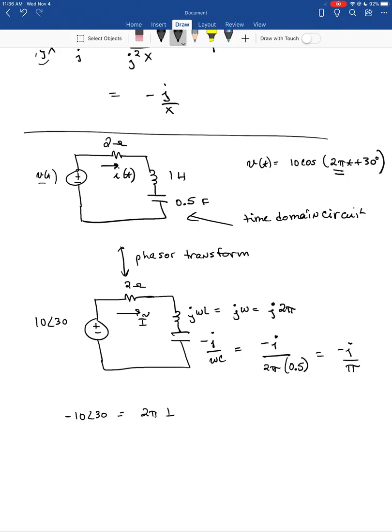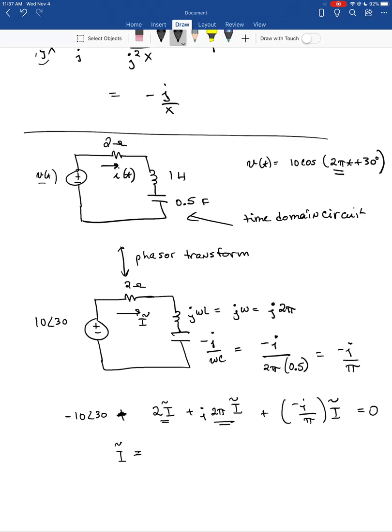So now, minus 10 angle 30 is 2 pi times whatever that phasor current is, plus j 2 pi times that phasor current. Oh, sorry, not 2 pi, just 2, I missed that resistor. There's no pi there. Just thinking ahead. So this is the voltage drop across the resistor. This is the voltage drop across the inductor and the voltage drop across the capacitor. You put that capacitive impedance in there. So now we can solve for the phasor current. And let's see, I need a plus here actually, and that to equal 0.